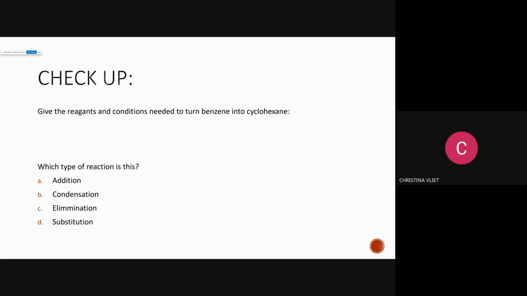Give reagents and conditions needed to turn benzene into cyclohexane. This is one of those common Cambridge questions. They ask you for reagent and conditions. What do we use? Nickel and heat. Okay, that's conditions. What do we actually have to do to turn benzene into cyclohexane? If we don't have the reagent, we don't have the reaction. H2. So conditions are nickel and heat, and then reagent is H2. That's the thing we have to add into the ring, right? And what type of reaction did I say that was? This comes from the Cambridge text. Addition.